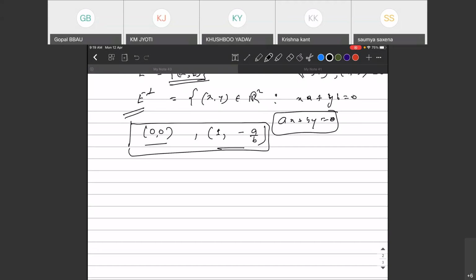So if you see what this is geometrically, this was R2, this was (a, b), and you are getting ax plus by equals 0 as something like this.